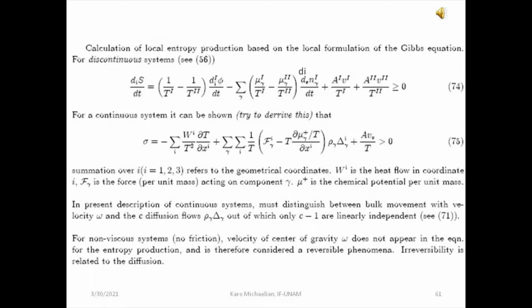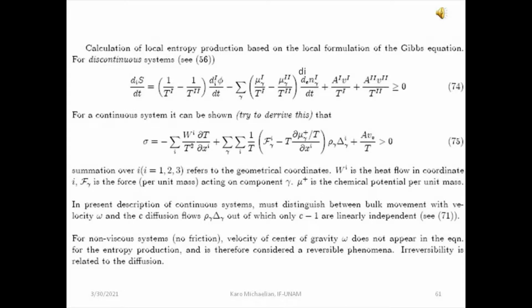the component gamma in system 1 and system 2 over their temperatures, times the flow of the material of that substance gamma. And the last two terms are due to the chemical reactions which are occurring inside system 1 and system 2. So there the force for the chemical reactions was just the affinity over the temperature, A over T, and the flow was the velocity or the rate of the reaction, v, rate of the chemical reaction.